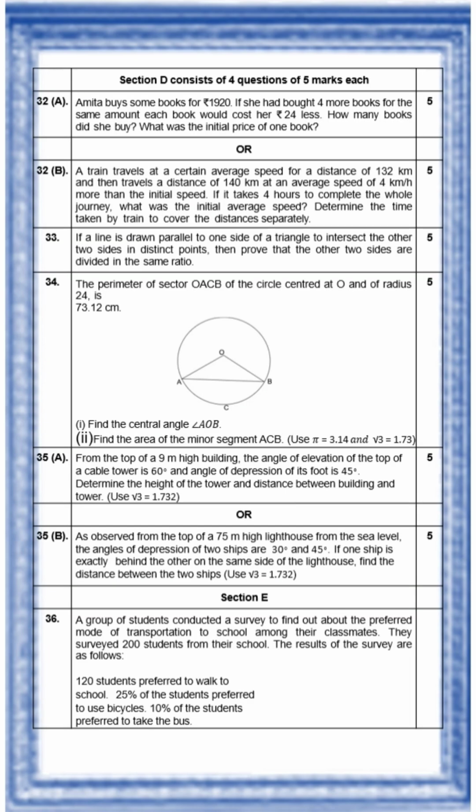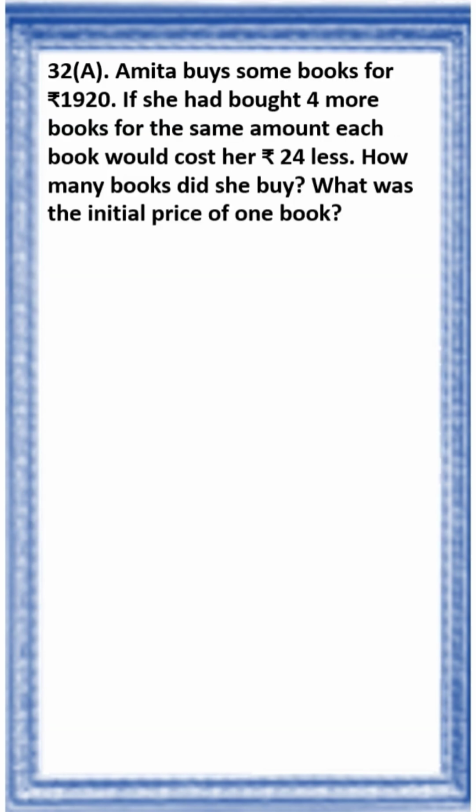Now let us solve the questions from section D, which consists of 4 questions of 5 marks each. Now let us solve the 32nd question, which has an internal choice also. Now let us solve 32nd A. Amita buys some books for rupees 1920. If she had bought 4 more books for the same amount, each book would cost her rupees 24 less. How many books did she buy? What was the initial price of one book?